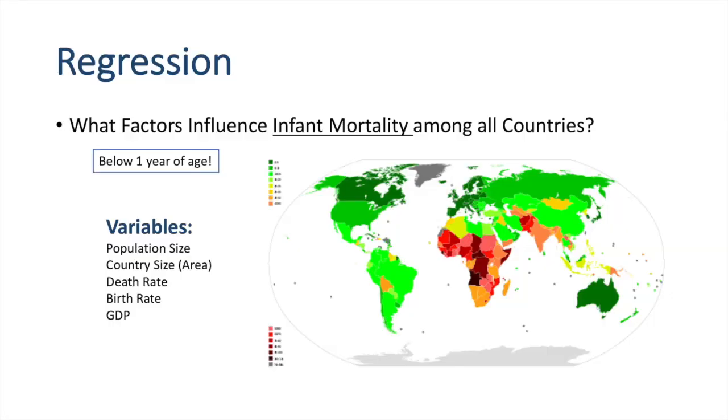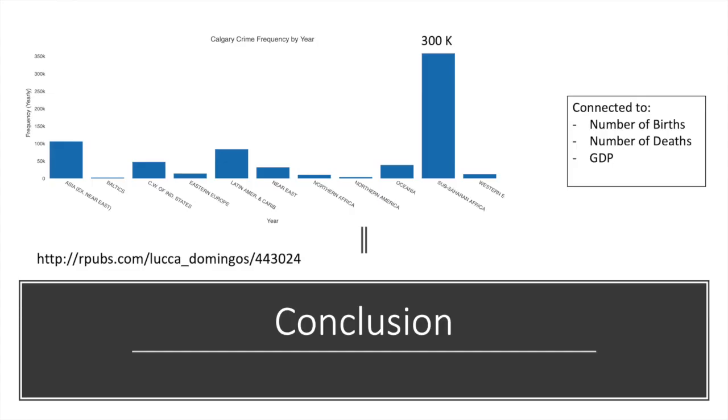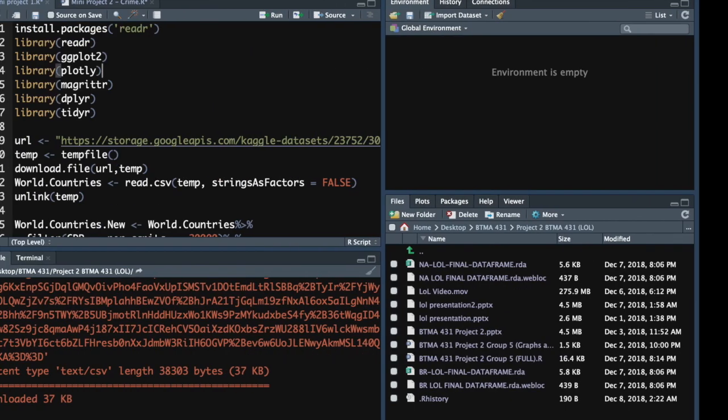And when it comes to my regression, I decided to have infant mortality as the response variable, and all the other variables as population size, country size, death rate, birth rate, and GDP, and see how those affect infant mortality. And these are my regression outputs, and this is the graph that I created from it. So now, moving on to the code.